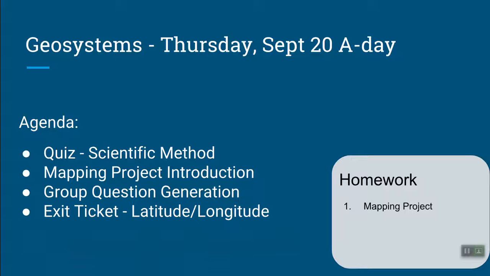We ended class with an exit ticket on latitude and longitude. For homework tonight, you should be working on your mapping project. We are going to be working on this in class, but you will not have enough time in class to finish this project. You're definitely going to have to work on this outside of class. All right, so let's take a look at your exit ticket answers.